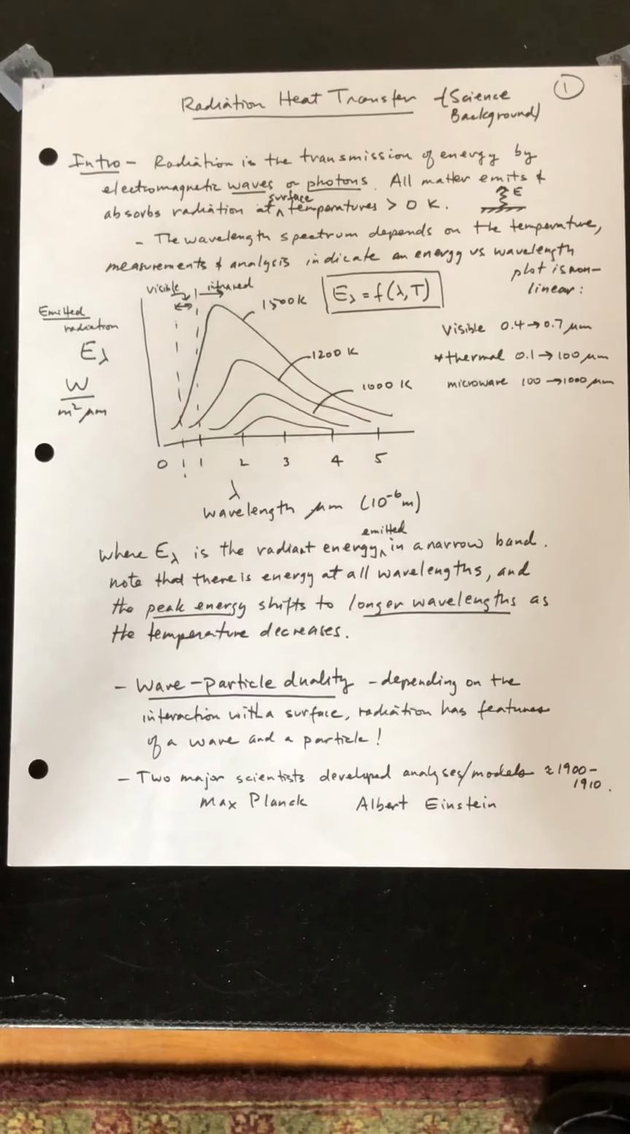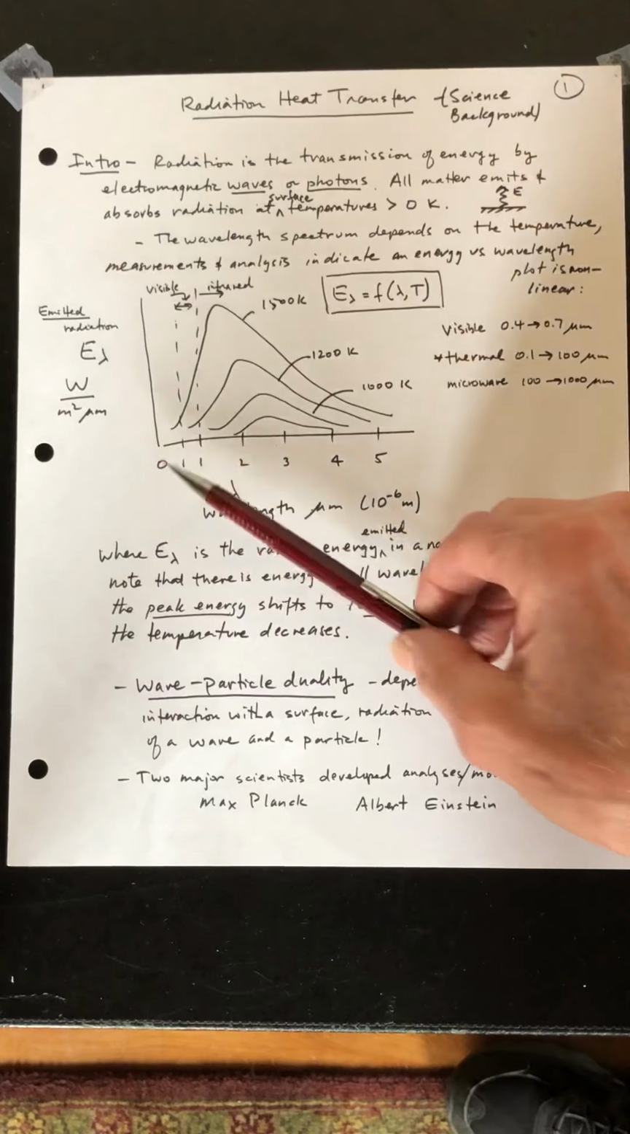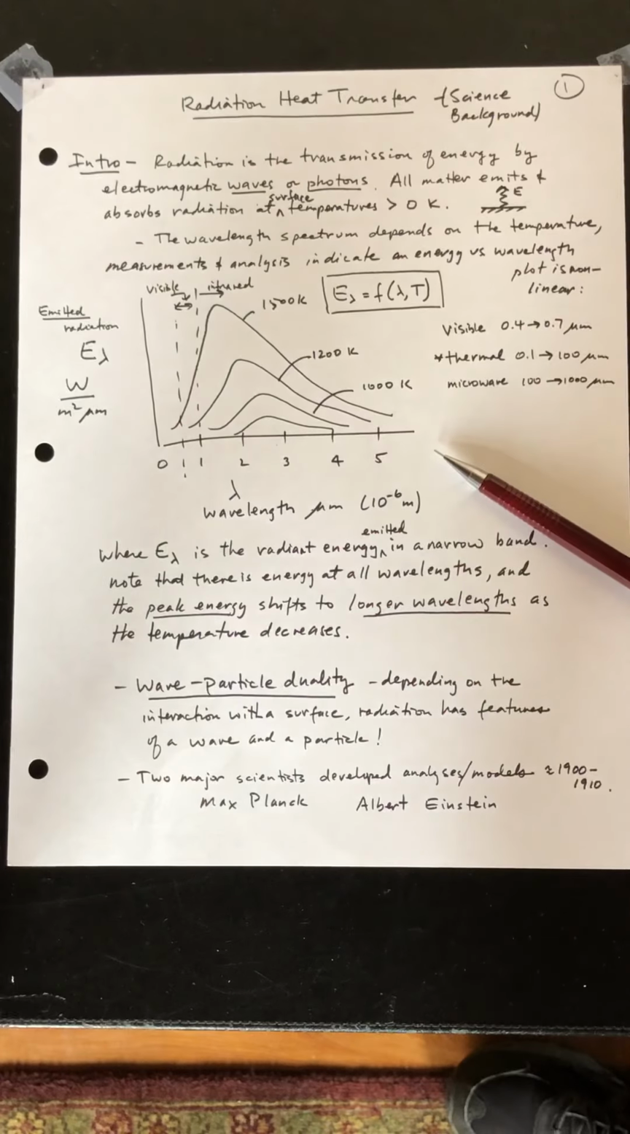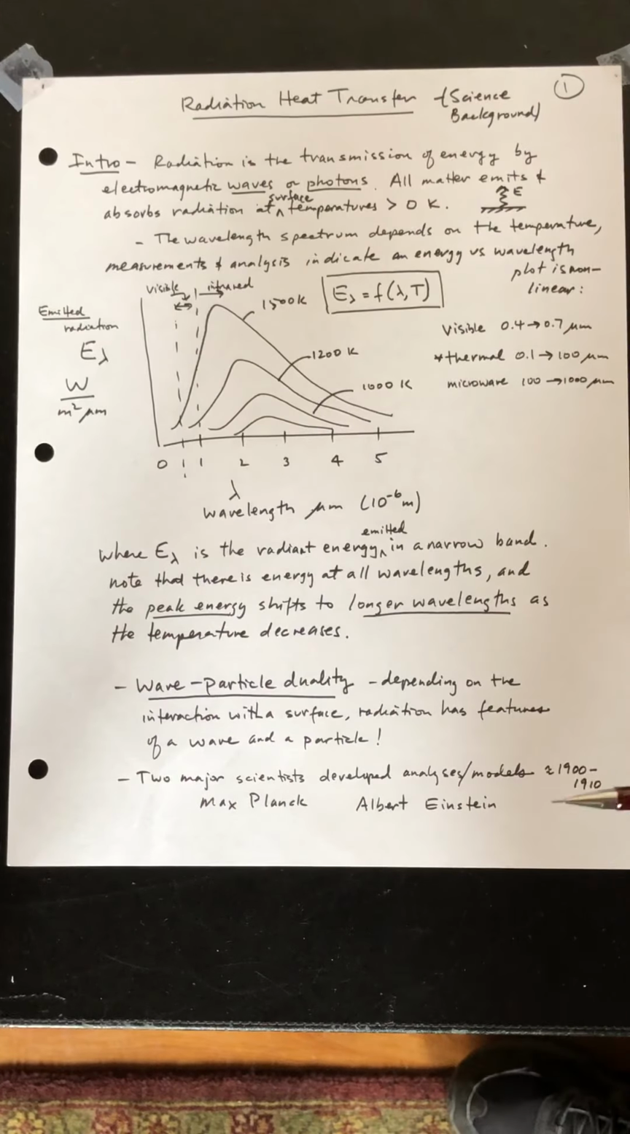Now it just turns out that all matter emits and absorbs radiation if its surface is greater than 0 degrees Kelvin. So essentially all matter is releasing and absorbing radiation all the time. Now the spectrum of this radiation depends on temperature. And this is a graph of what's called the emissive power versus wavelength. And you can see how temperature dependent that emissive power is.